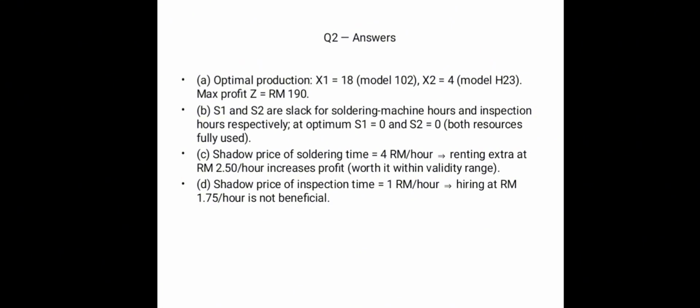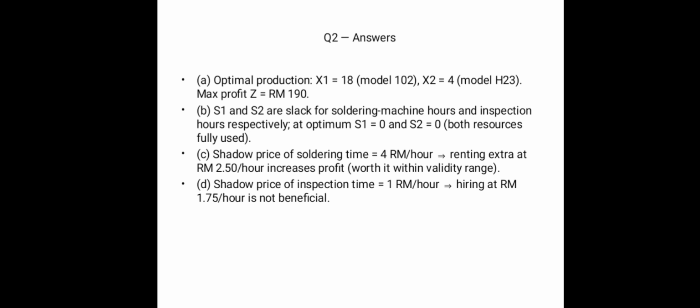Now we go to the second question, where we show the final table. Question 2 gives us a final simplex table directly. We don't need to repeat the calculation. We just read the result from the table. So for the answers to question 2, from A to D, from the table, the optimal production is 18 units of model 102 and 4 units of model H23. The maximum profit is 190.